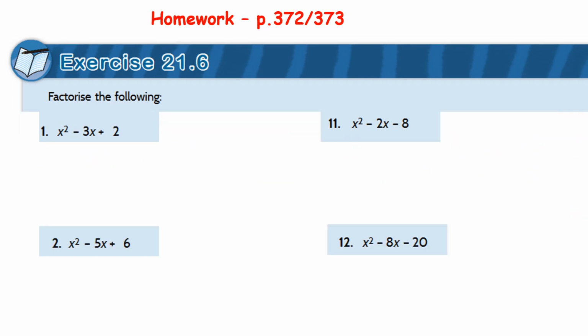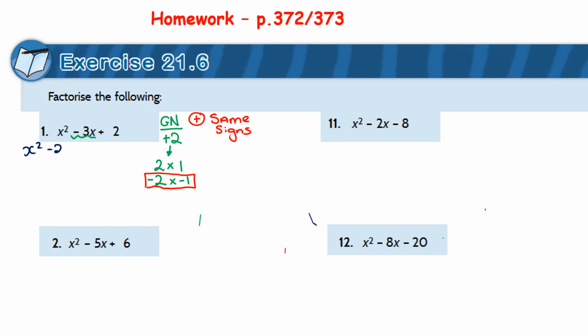So the second exercise, this is where the signs become a little bit more fun. The steps are still the same. My guide number here is plus 2. Now, we want to get a minus. Remember that the plus means same signs. So if I want to end up with a negative, they're both going to have to be minus answers. So I have 2 by 1 or minus 2 by minus 1. They're my options. The one that works for minus 3x is this one here. So we have x squared minus 2x minus 1x plus 2.